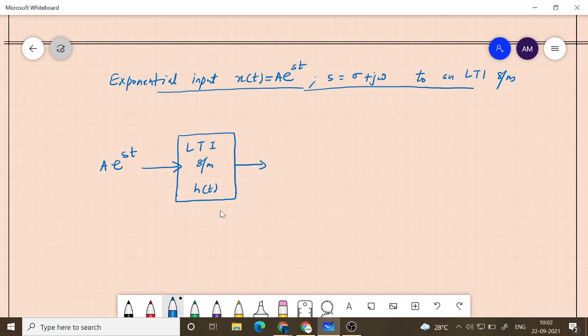So x of t is my input. The question is, what is y of t? That is given by convolution, because this is an LTI system. We immediately know the relationship between output and input: output is a convolution of x of t and h of t. How do you evaluate it? You evaluate it by an integration where tau goes from minus infinity to plus infinity.